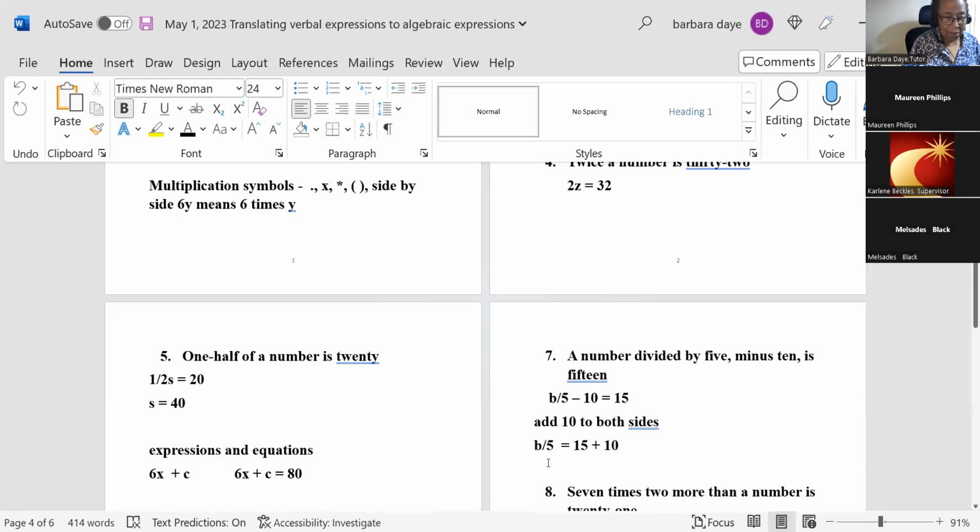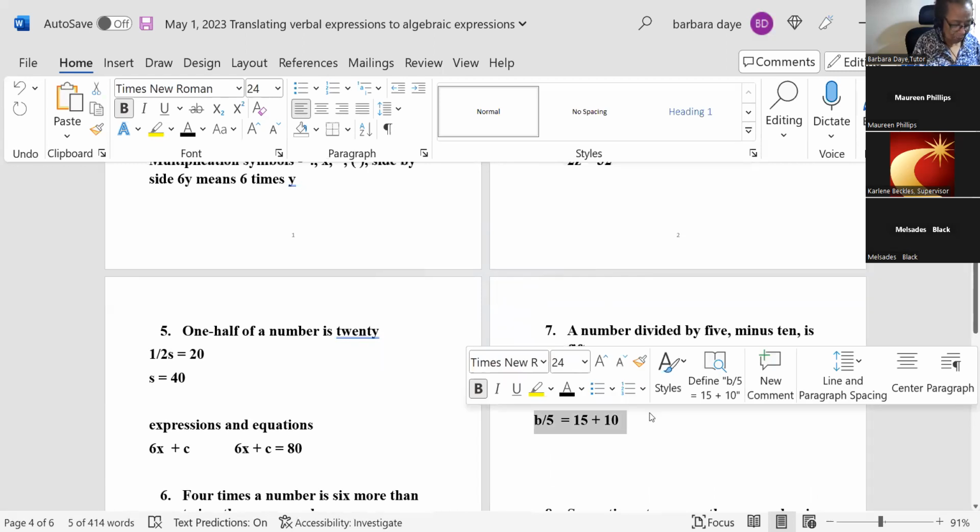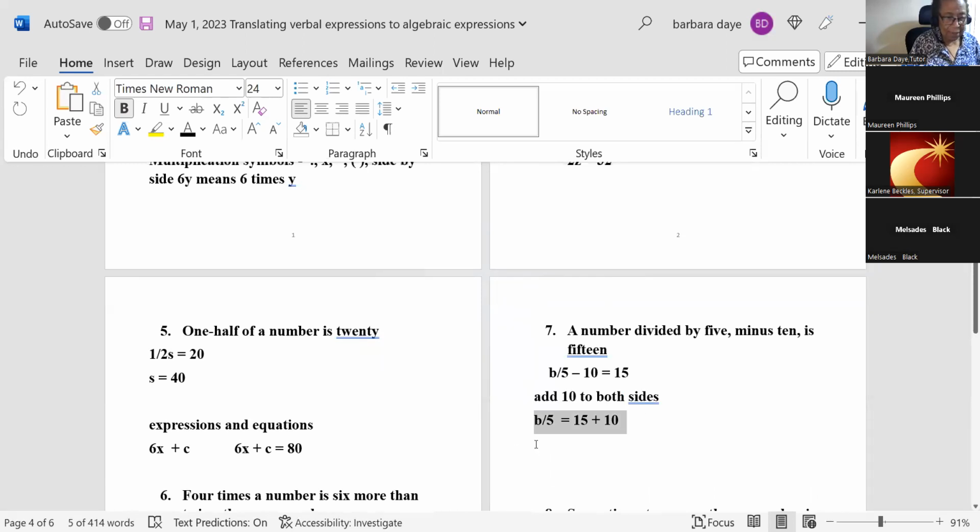All right. Now, what's B over 5 equal to? What's 15 plus 10? 25. So let's just copy that, and that would be 25. Now, what do we do? What's the next step? Mercedes, what's the next step? I want to solve for B. So what would I do to both sides? You're going to divide 5 on both sides.